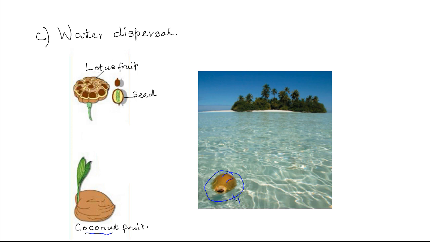The exocarp is waterproof, like in the coconut. Now, in some plants, like the lotus plant, within the lotus fruit also, there are large air spaces to enable easy flotation. And even the seeds themselves have air spaces inside, with the seed coat being waterproof to prevent them from soaking in water and sinking.